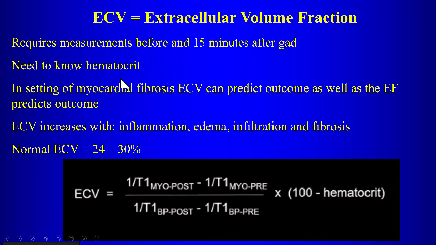This is what I want you to know. It requires measurement before and 15 minutes after you give gadolinium. You need to know the hematocrit for the patient to be able to correct for that. And in the setting of myocardial fibrosis, it can predict outcome as well as the ejection fraction predicts outcome. The extracellular volume fraction increases with pathology, with inflammation, edema, infiltration, and fibrosis. Don't worry about the normal value, but that is the normal value.